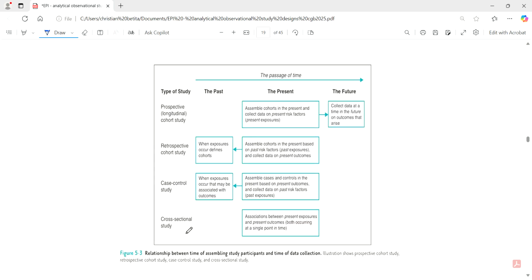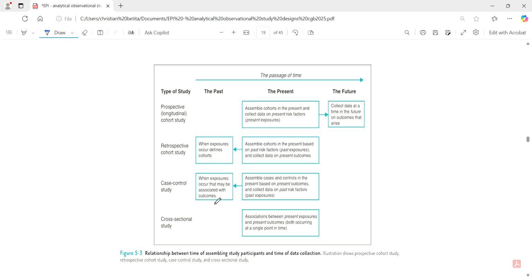Okay, so this just shows the difference between your prospective and your retrospective cohort. So in a prospective cohort, your cohorts are assembled in the present, and then the cohort is followed up in the future in order to determine if an outcome had occurred. In a retrospective cohort study, a cohort is assembled in the present based on past risk factors, and you collect data on present outcomes. And then you look at the patient's medical records to see when the exposure occurred.